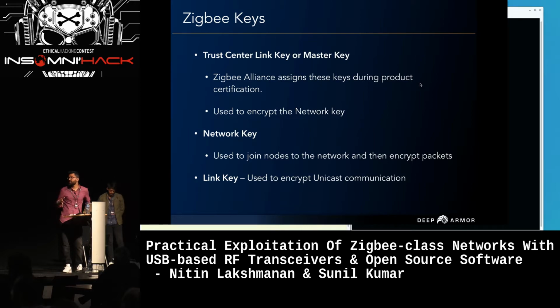The last one is the link key. It is used for encrypting the unicast communication. If a particular node wants to talk with the gateway, at that time the link key will be used.